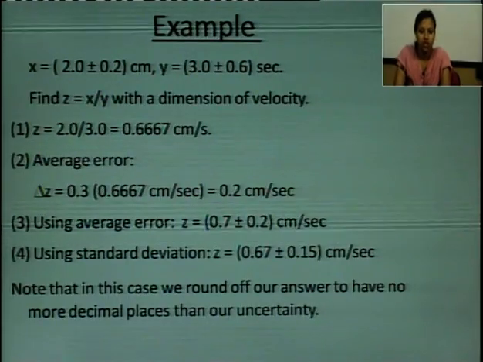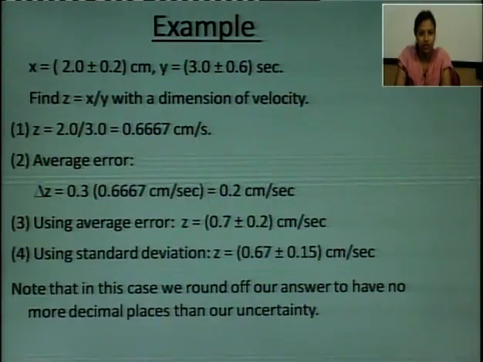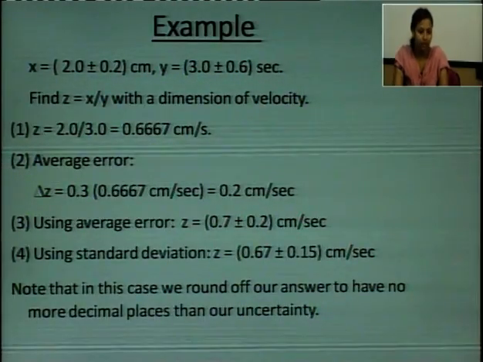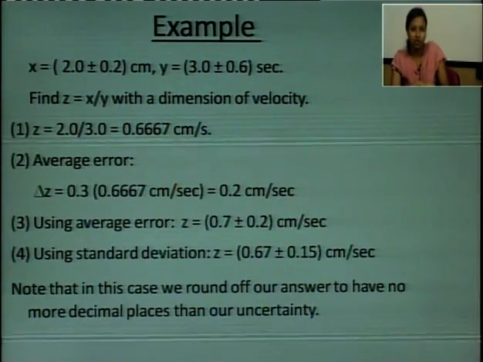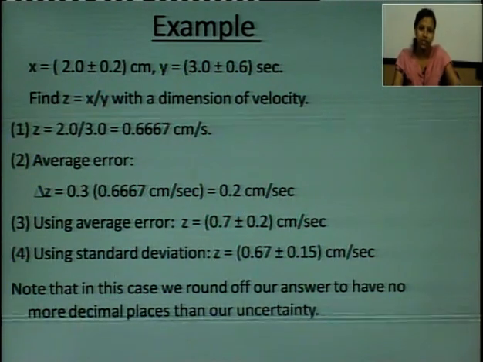Next is, if we are taking the physical quantity Z as the fraction or the division of two physical quantities X and Y with the dimension of velocity. So X is in centimeter and Y is in second.